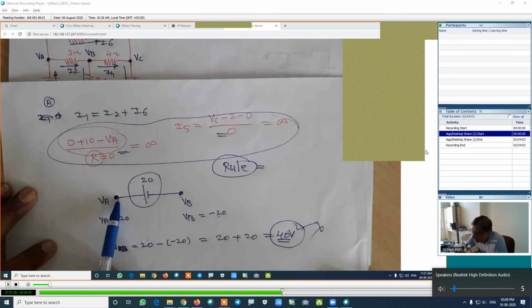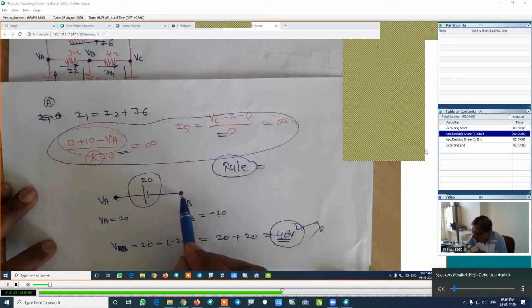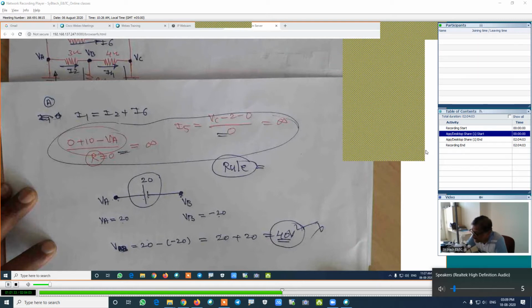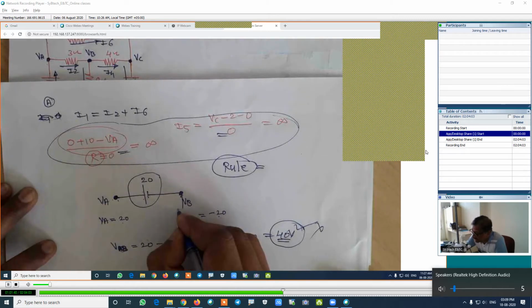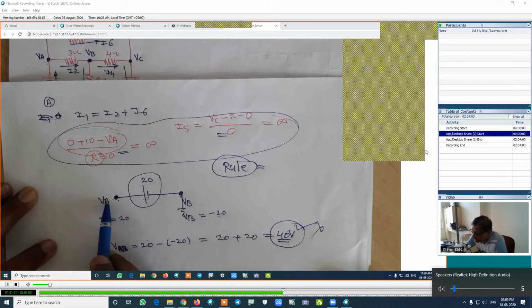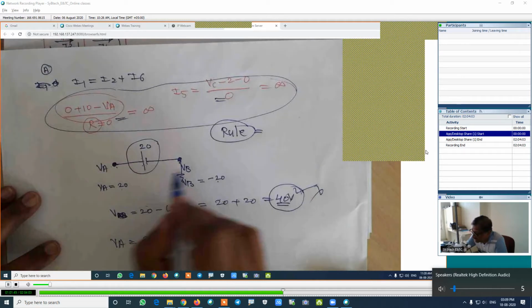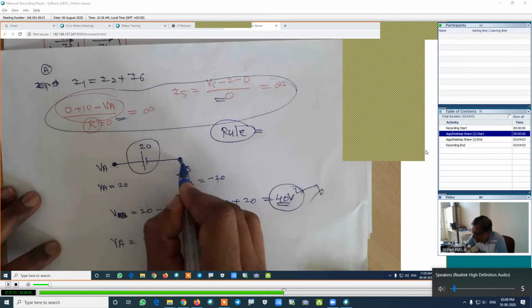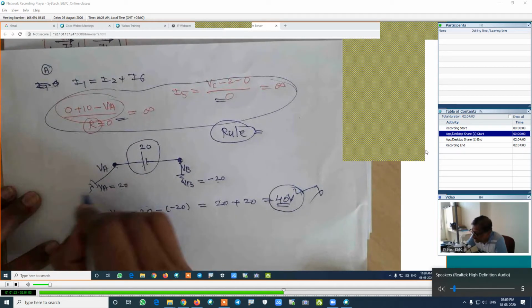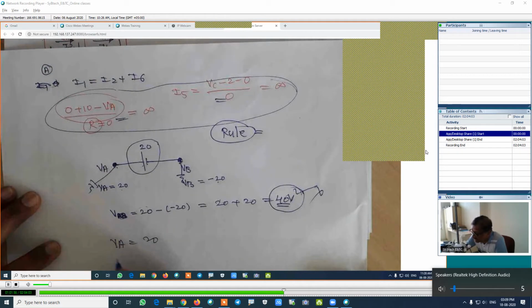Now while shifting this potential, there is one basic rule. Usko dhyan mein rakhna hai, isko bhulna nahi hai. While shifting the potential to its nearest node, the other node must be at the ground potential. Is potential ko hum tabhi shift kar sakte hain agar iska dusra wala node ground node pe hai. Agar ye ground node pe hai to isko shift kar sakte hain. Means in that case VA will become plus 20.